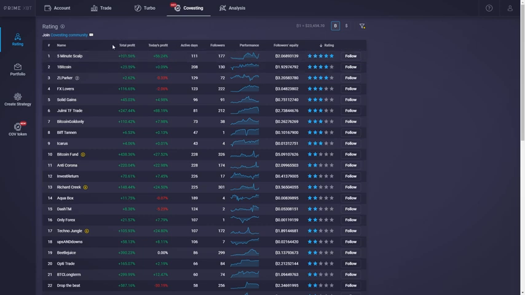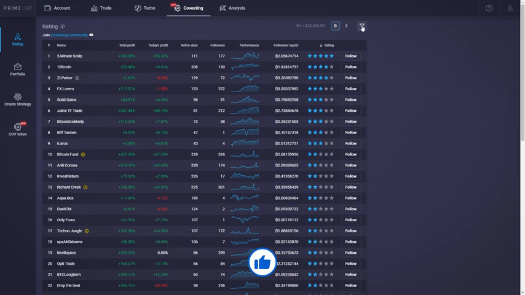So right now here we can see the trader 5 minute scalps. He has 100% in profit in the last 111 days, and he also has 5 stars on his trading strategy. So this is how you can choose your traders. I would go with the total profit, with the highest active days, and also with the rating. The more stars it has, the higher the days and also the higher the total profit, of course, the better.